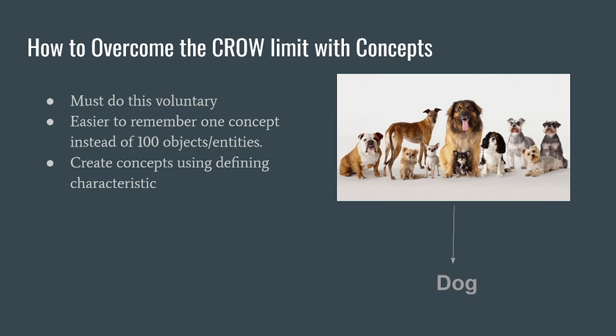Now that we know the importance of creating concepts, how do we create concepts? Well, we create concepts by gathering a bunch of objects or entities that have similar defining characteristics. And once you have those characteristics, you can start grouping and creating your concept. For example, here, you have all these different breeds of dogs. Each dog is different, but they all have defining characteristics. Like they all have tails, they all walk on fours, and they all bark. So you can categorize all these dogs in the one concept, just being dog. And that's easier to remember than trying to remember individual breeds.